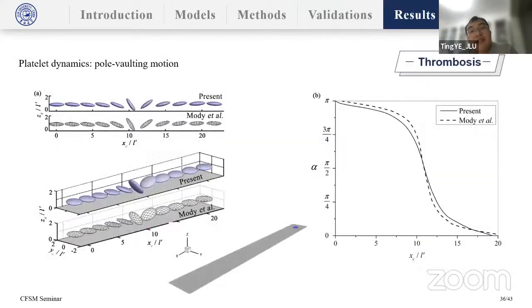Okay, after these validations, we show 2 simulation studies. The first one is about thrombus formation. We first examine the motion of a single platelet without adhesion. This is the well-known pole vaulting motion of a platelet. This figure shows a 2D view, and this is a 3D view. This movie.